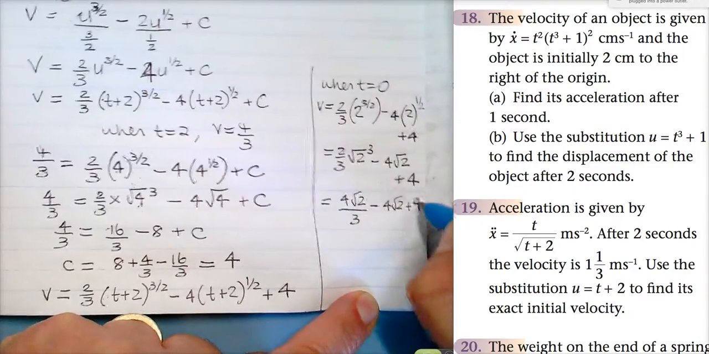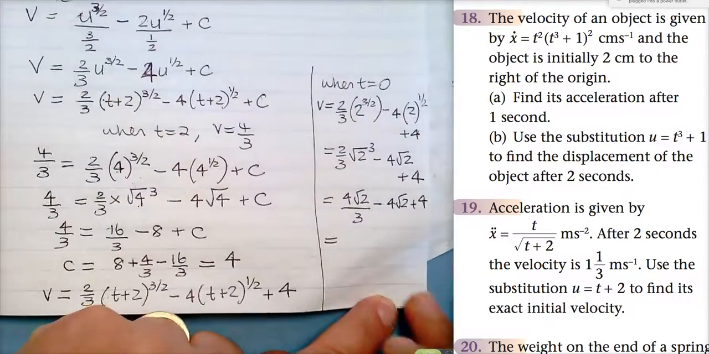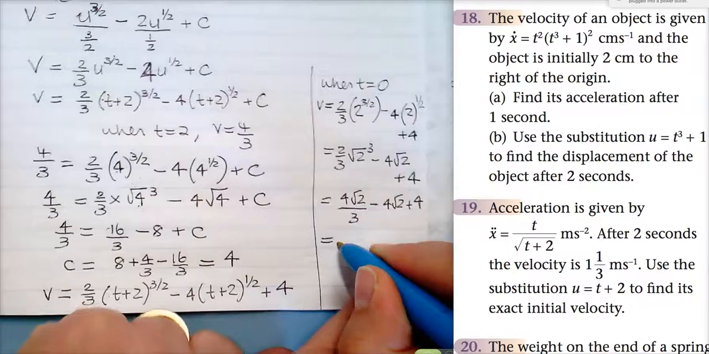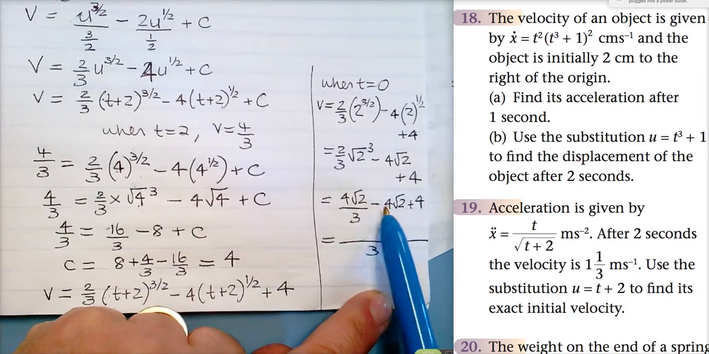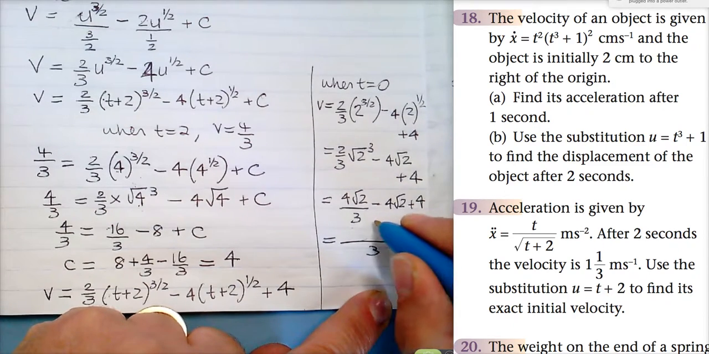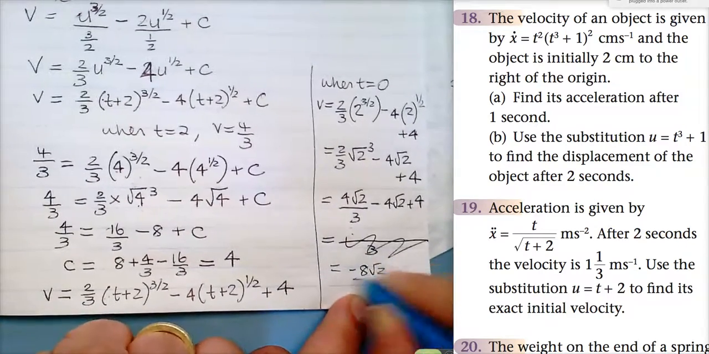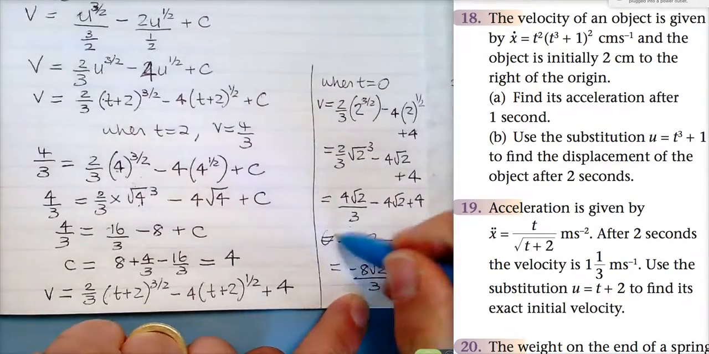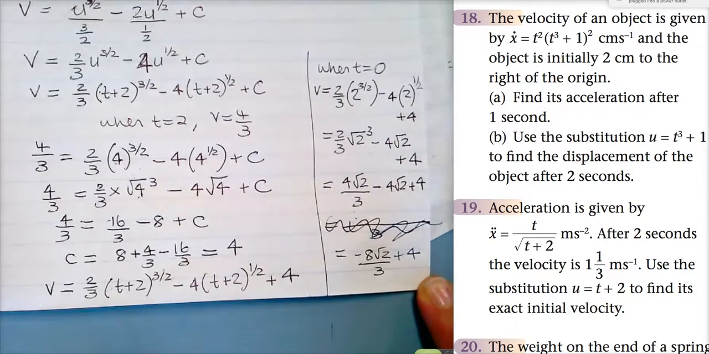root 2 plus 4. How do you make a common denominator for me? Give me a common denominator of 3. What do you get? 4 root 2 minus 12 root 2. What's that? You can actually just go negative 8 root 2 on 3 plus 4. That'll do. That's an exact answer. I'm sure. Can someone look it up? Do they want exact? Yeah. And simplify it exactly like that?